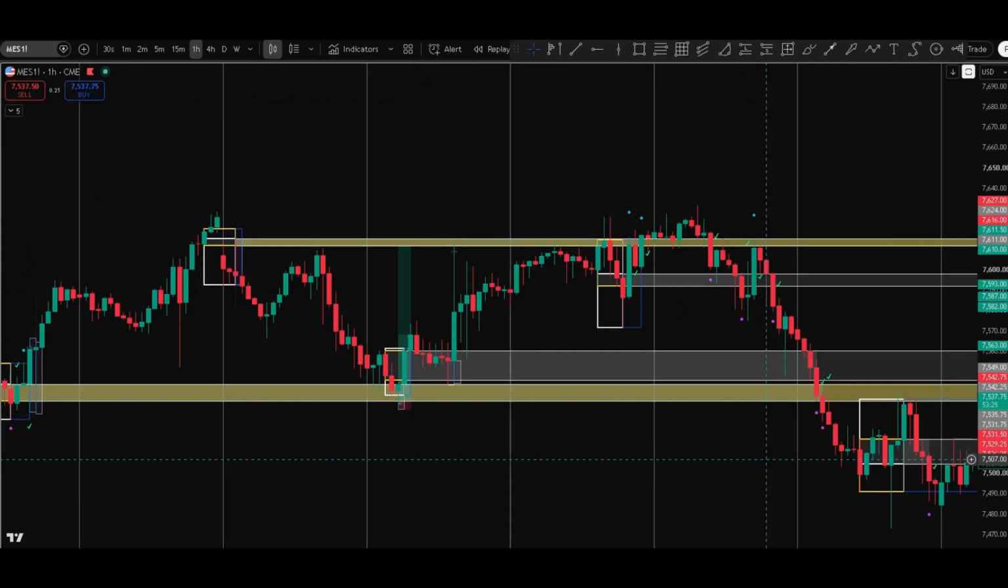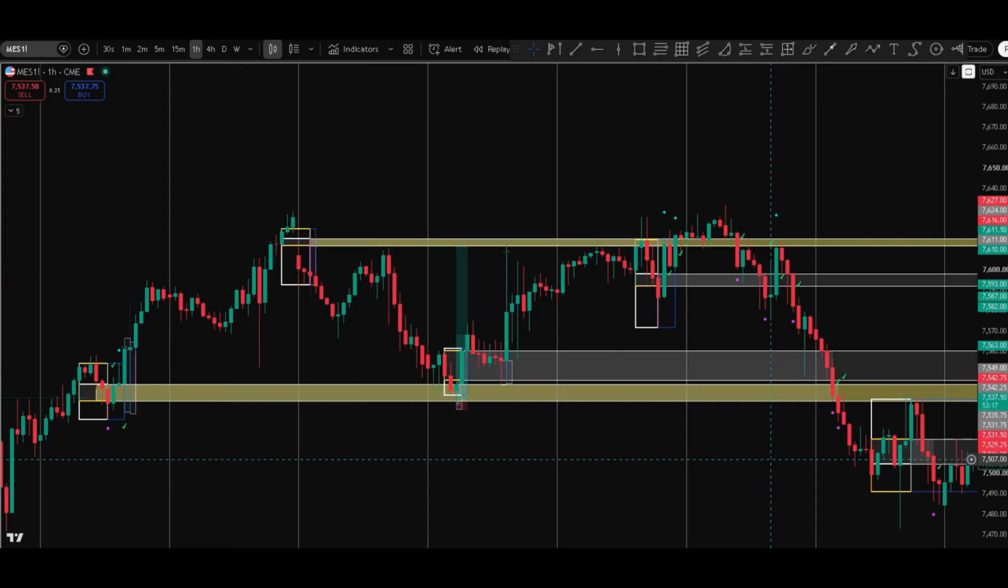So that's the exact strategy that I use to pass the Take Profit Trader eval, get into the pro account, and had the opportunity to move into the live account. Okay, so I'll post more of my trading journey once I get into the live account, and hopefully you guys learned something from this.